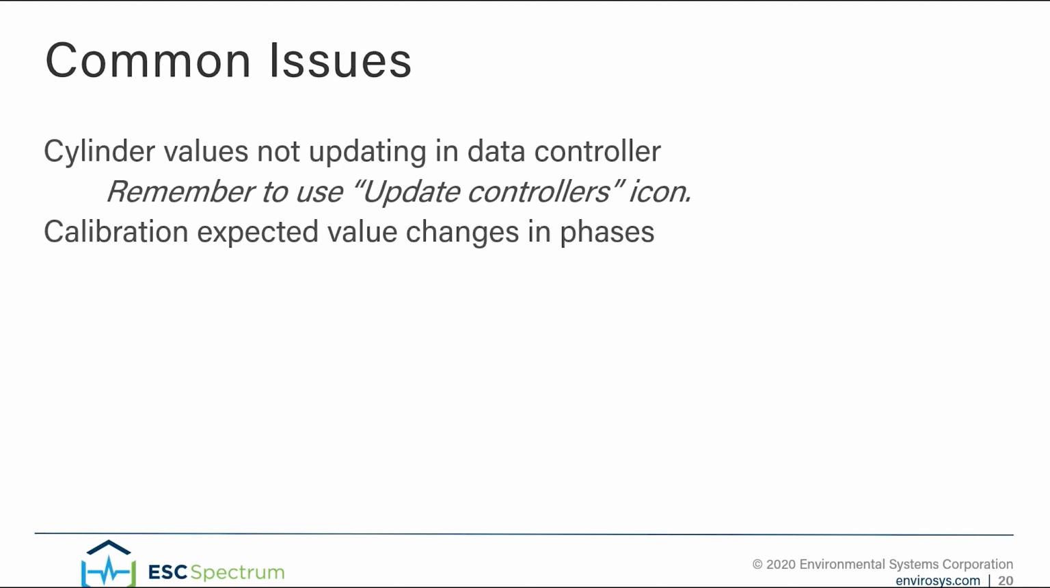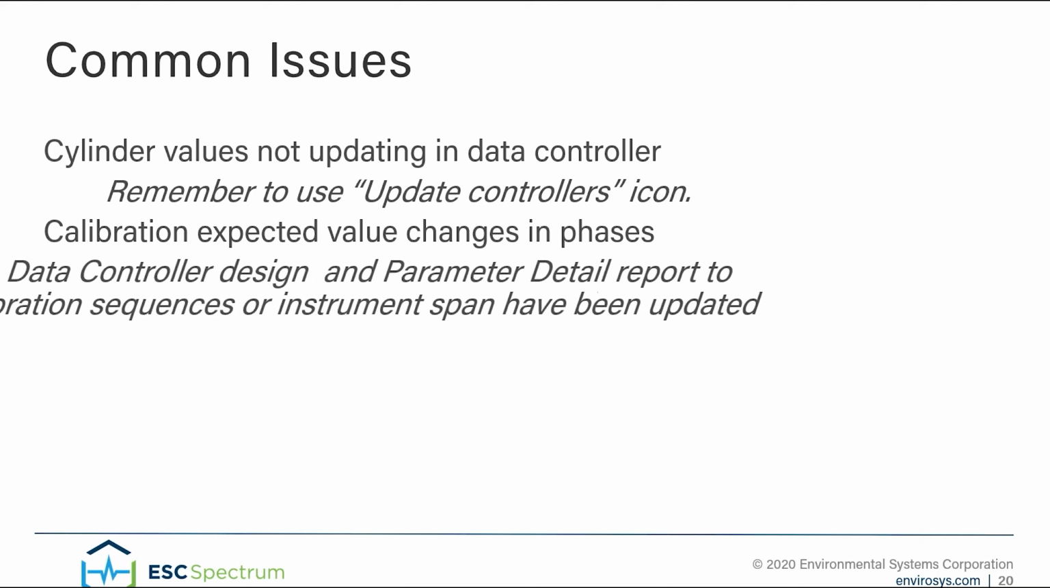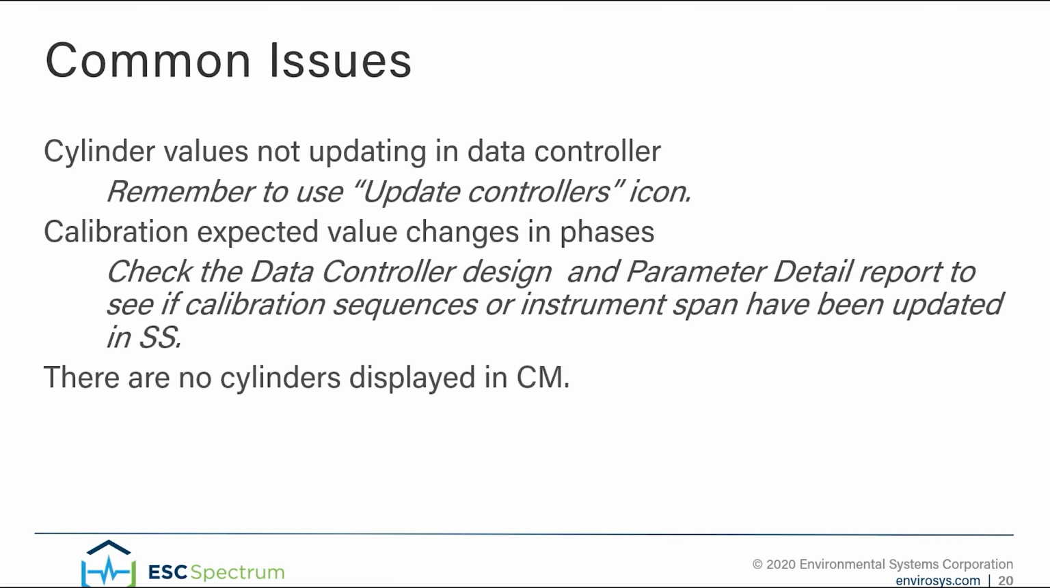Calibration expected value changes in the phases. How in the world does that happen? Well, that might be that somebody has done something in Astudillo, so you want to check the data controller design, the parameter detail report, to see if those sequences or instrument spans have been updated or changed. You can also look at a configuration history report under Stack's system design reports to see if there have been any edits to your configuration.